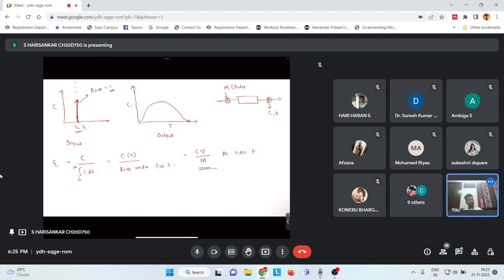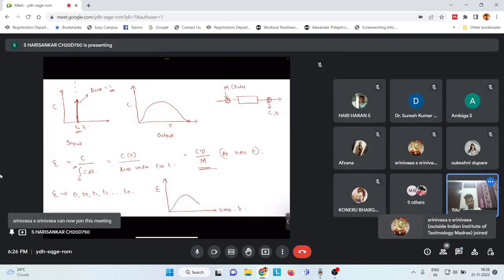Now let's say you are finding your residence time E for different times from 0, t0, t1, t2, and so on up to, let's say, tn. We can plot something called your residence time distribution, or E curve. So this E curve is basically your curve between E and time t. And this will also become something like this. This is at your output, okay?